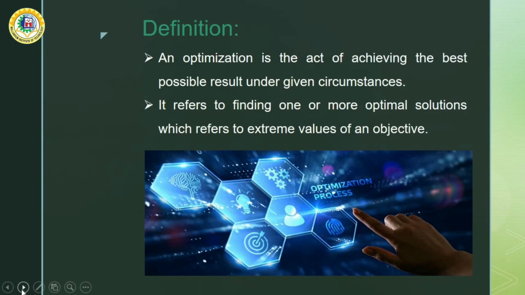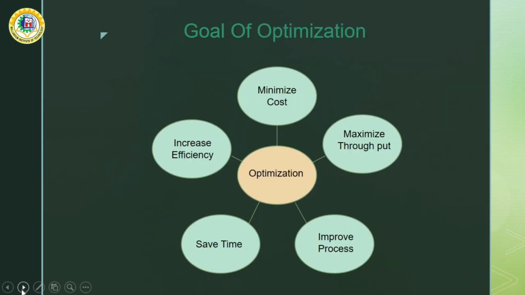In definition, we can say optimization is the act of achieving the best possible result under given circumstances. Moreover, it refers to finding one or more optimal solutions, which refers to extreme values of an objective. Now the question arises, what are the goals of optimization? The goals of finding optimal solutions of any optimization problem are minimization of cost with maximum efficiency in minimum time, and improving the process with maximum throughput. So these are the goals of optimization.